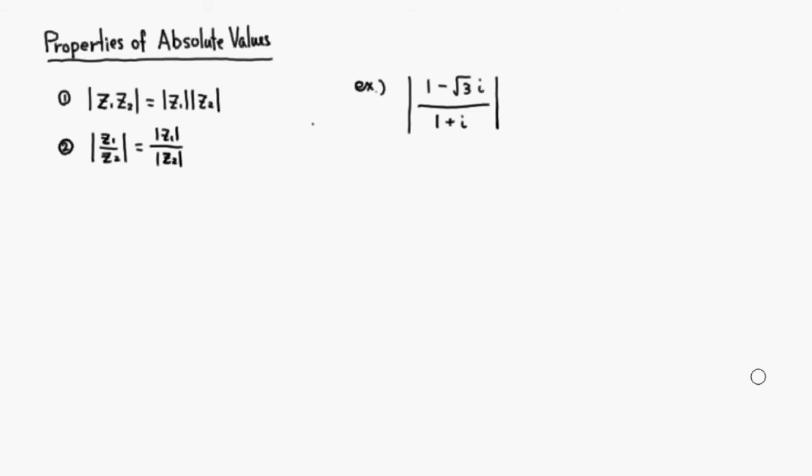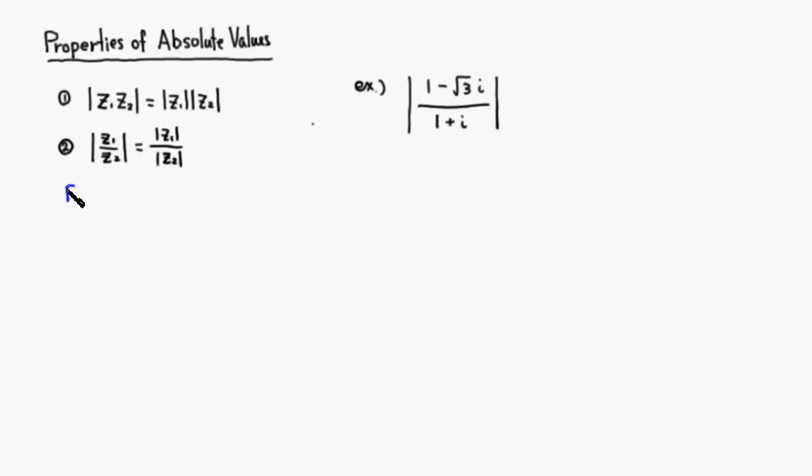Alright, let's look at the properties of absolute values. If you take the absolute value of the product, it's going to be the product of absolute values. And also, if you take the absolute value of the quotient, it's going to be the quotient of absolute values. Alright, let's prove the first one. And proof of number 2 is the homework.